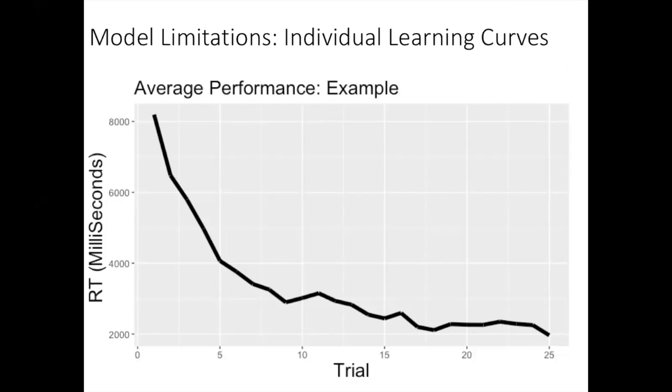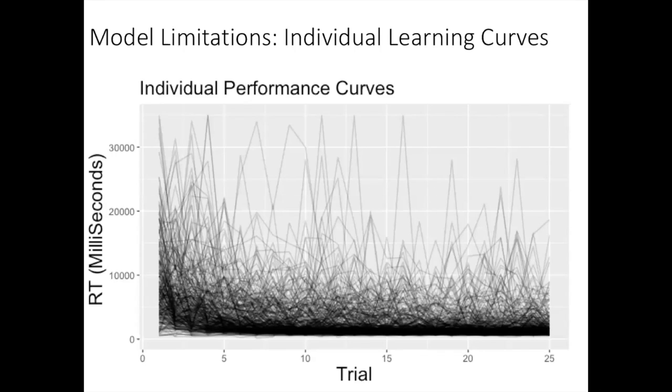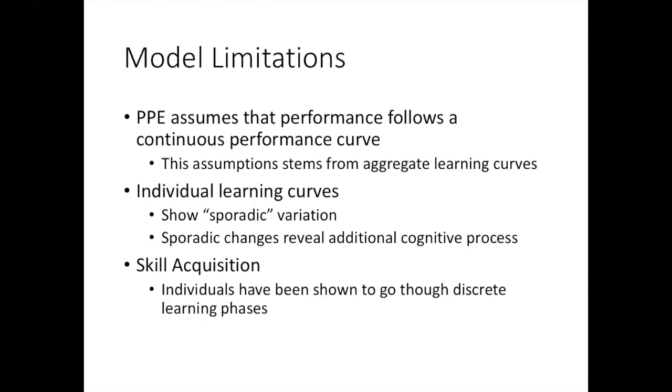However, if we look at the individual variation of individual subjects, we see that there is a great deal of variation across subjects in their ability to learn this information. From the assumption of a continuous performance curve, this individual variation can be seen in one sense as sporadic. However, others have suggested that these sporadic changes in performance really show refinements of individuals' cognitive processes and strategies that they're using to solve these tasks over time. And this idea is really in line with the skill acquisition literature, where it shows that individuals go through discrete changes and learning phases in order to acquire competence in some particular skill.